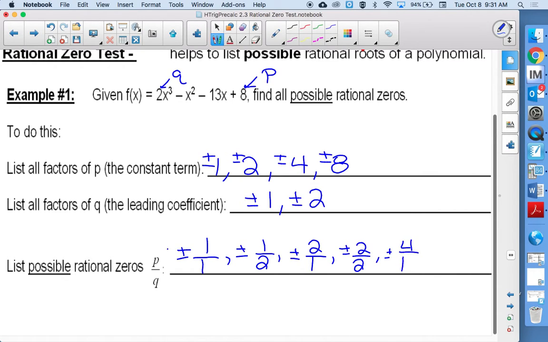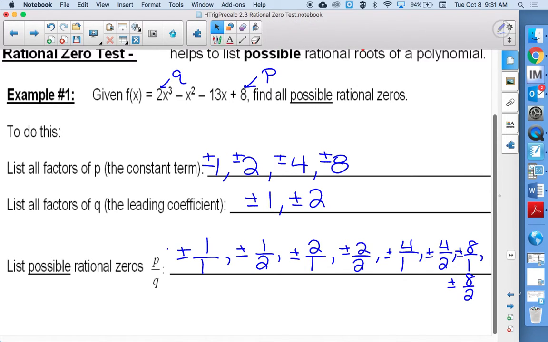So 4 divided by 1, 4 divided by 2. You only have to write the plus or minus sign once. You don't need plus or minus 1 divided by plus or minus 2. And then the last one, we have 8 over 1 and 8 over 2.